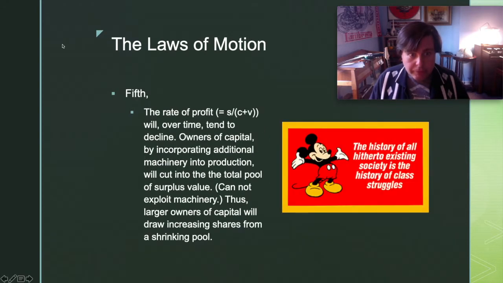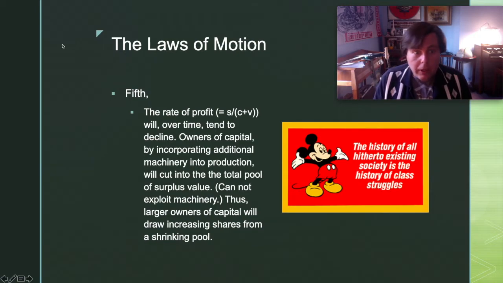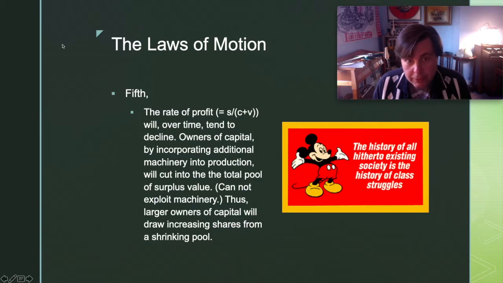Okay, fifth, and this is important: the rate of profit, which is defined in the Marxian scheme as S over C plus V, surplus value S over C plus V, the payments to constant capital C and the payments to variable capital V. If you remember, the constant capital is essentially the payments to machinery to keep it going, and V is the wage payment. That rate, S over C plus V, will decline, all things being equal.